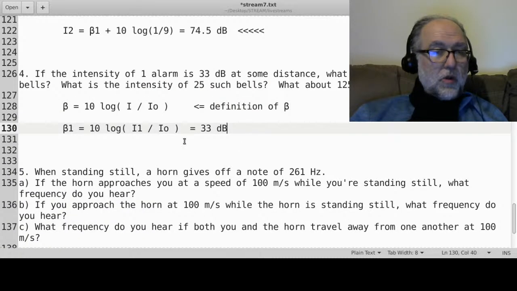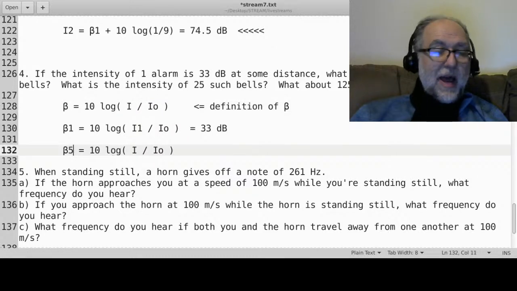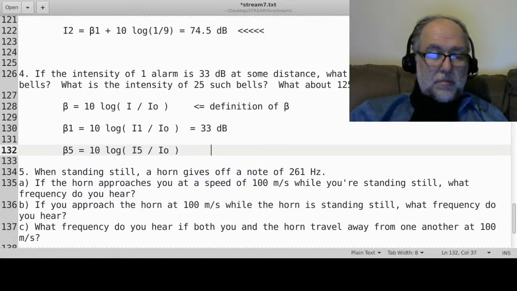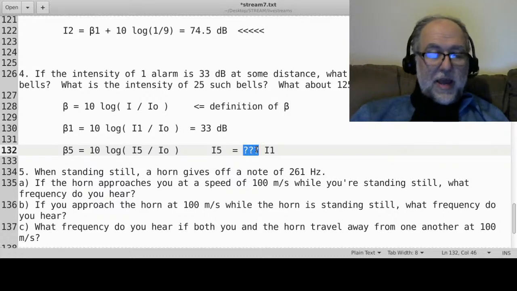Well, what if I had 5 of them? Let's take this formula again, and let's call that beta 5, because there's 5 of them. That's going to be I5. What's the relationship between I5 and I1? Well, it's obvious. It's 5 of them, so there's going to be 5 of these. So I5 is 5 I1s.